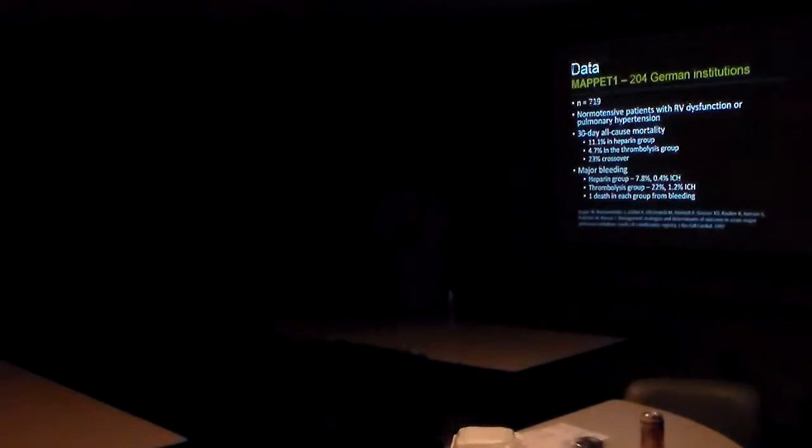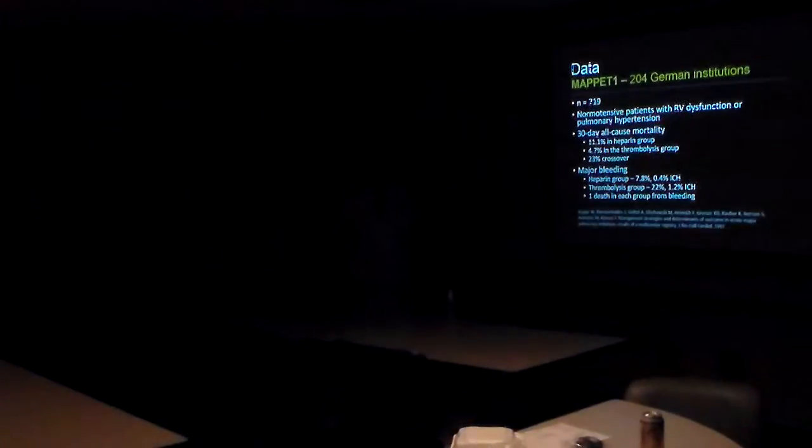All right, so let's look at a couple of these studies. The first thing I'm going to look at are registry data, basically, or some sort of retrospective study. So the MAPPET-1, all these have acronyms, where you take one letter from the middle of the word to provide something that's able to be pronounced. There were 204 German institutions. This is done by a guy named Konstantinides, I think is how you say that, and he's done a lot of work in the pulmonary embolism arena. And there were 719 patients.